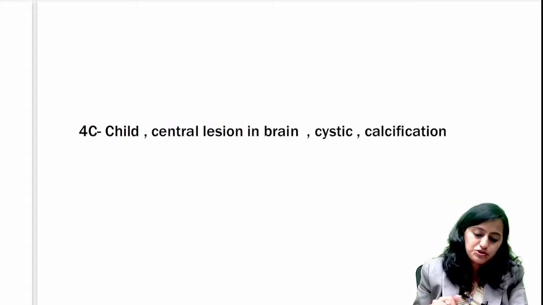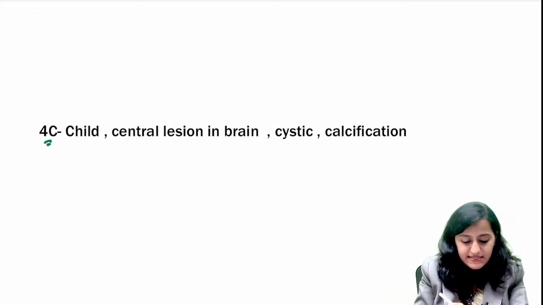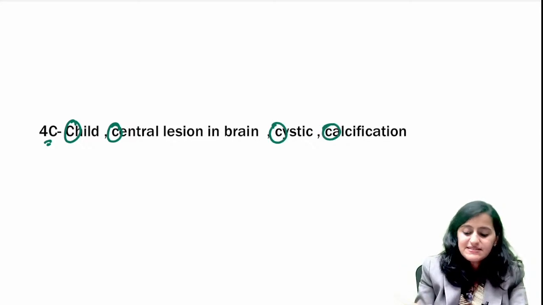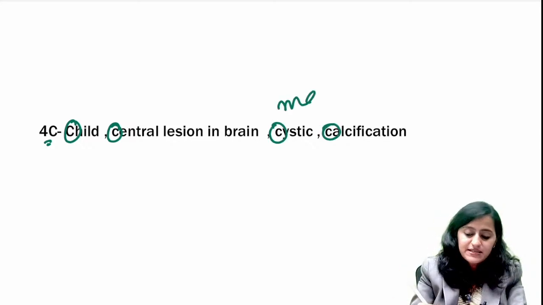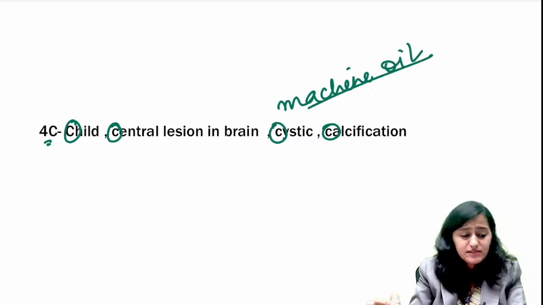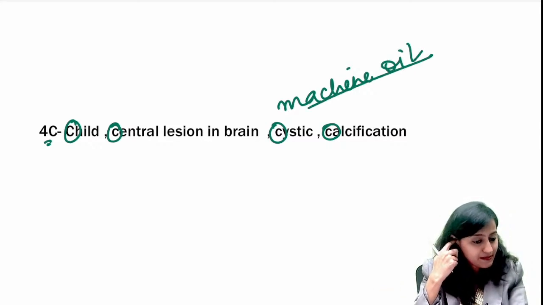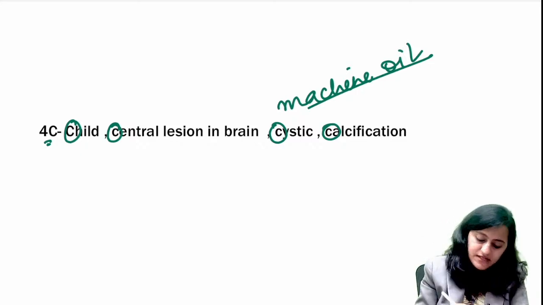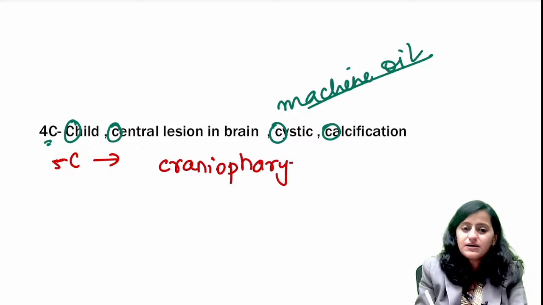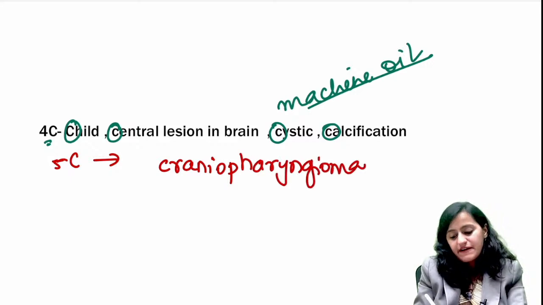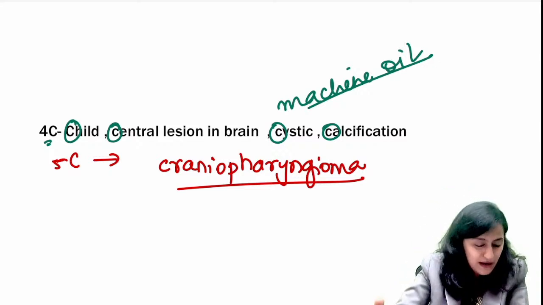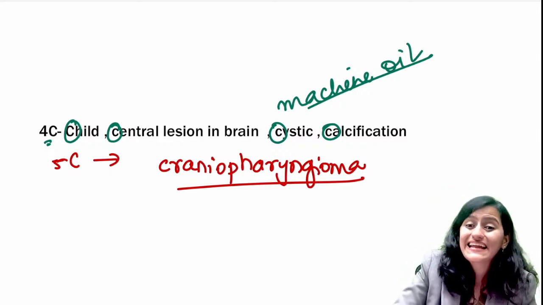When you have the 4 C's, a child with a central lesion, that's a midline lesion in the brain, which has cystic component, which has calcification, recent NEET PG exam question, machine oil-like content. So what lesion are you thinking of? Correct. It is the 5th C, that is craniopharyngioma, which is arising basically from the remnants of the Rathke's cleft, Rathke's pouch, right?